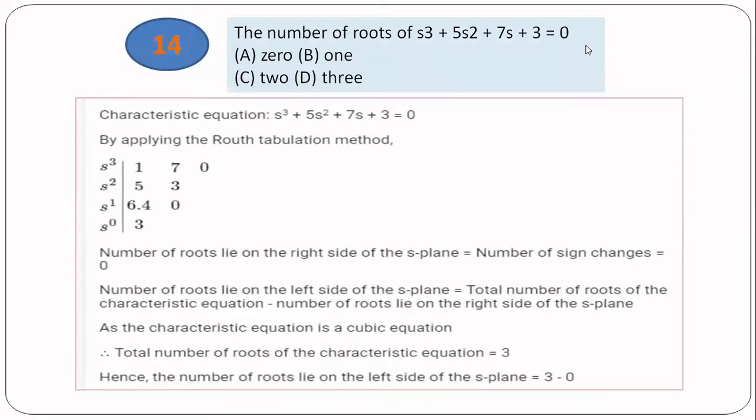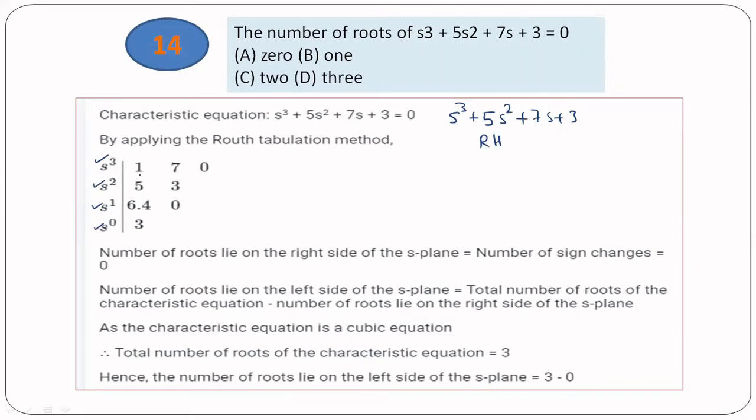The characteristic equation given is s cube plus 5s squared plus 7s plus 8. Now for this we first have to apply the Routh criterion. As you can see here, we have written down the coefficients for s cube, s squared, s1, s0.